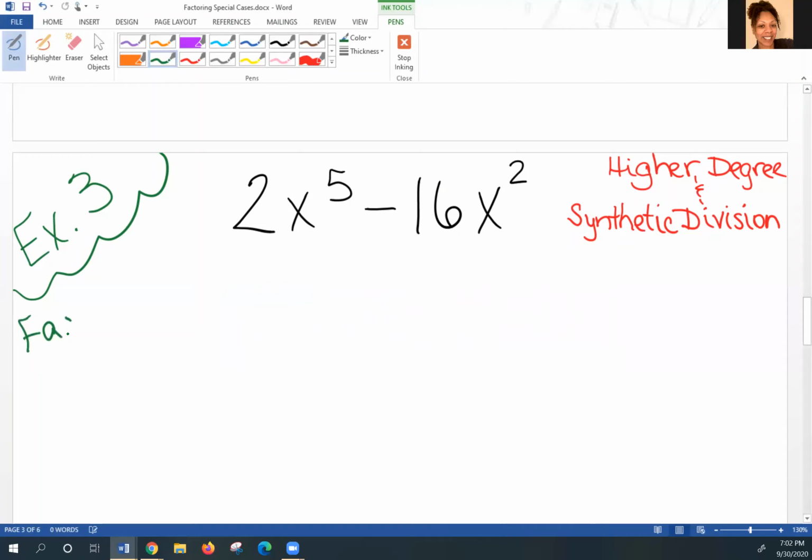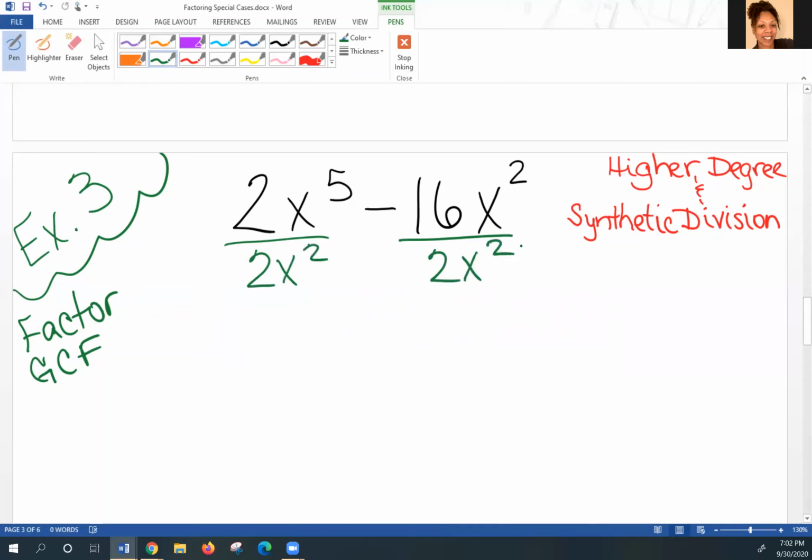the GCF. So when I factor out my GCF here, I notice that I can take out, this time, not only a number, but a variable, x squared, as well. So 2x squared is what's going to come outside of my parentheses. And I have to keep up with that.